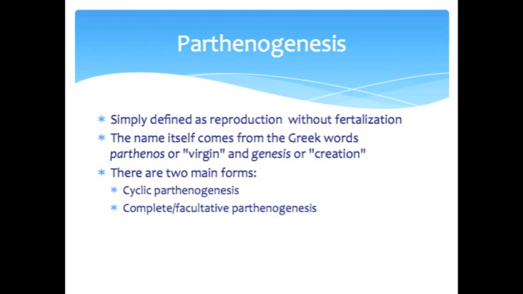Parthenogenesis is simply defined as reproduction without fertilization. The name itself comes from the Greek words parthenos, meaning virgin, and genesis, meaning creation. There are two main forms, cyclic and complete/facultative.